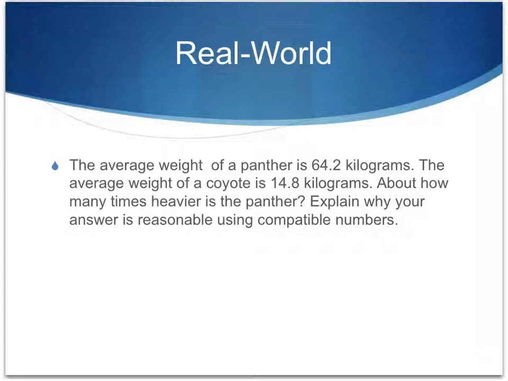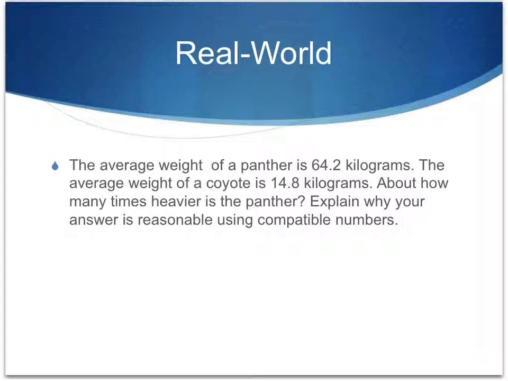Here's an example of when you would use estimation in the real world. The average weight of a panther is 64.2 kilograms, and the average weight of a coyote is 14.8 kilograms. About how many times heavier is the panther? Explain why your answer is reasonable using compatible numbers.